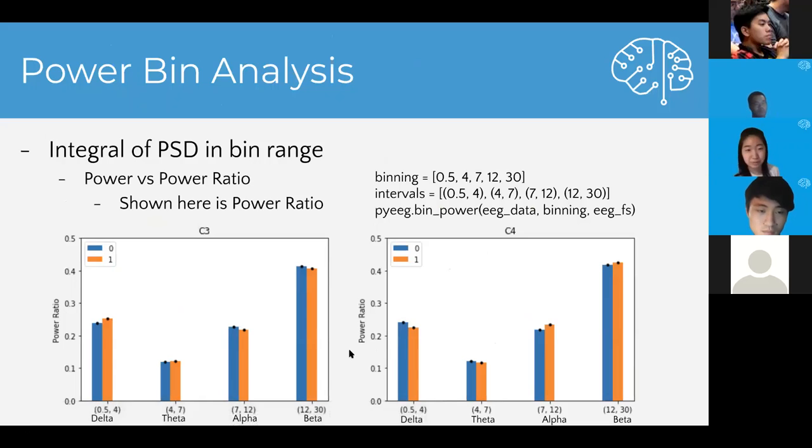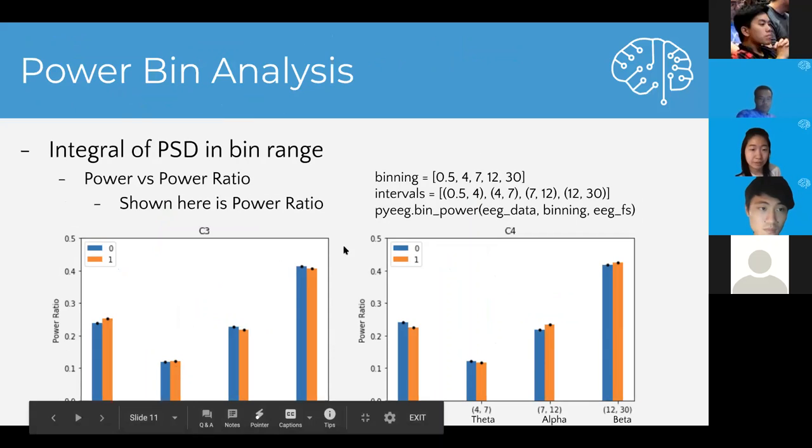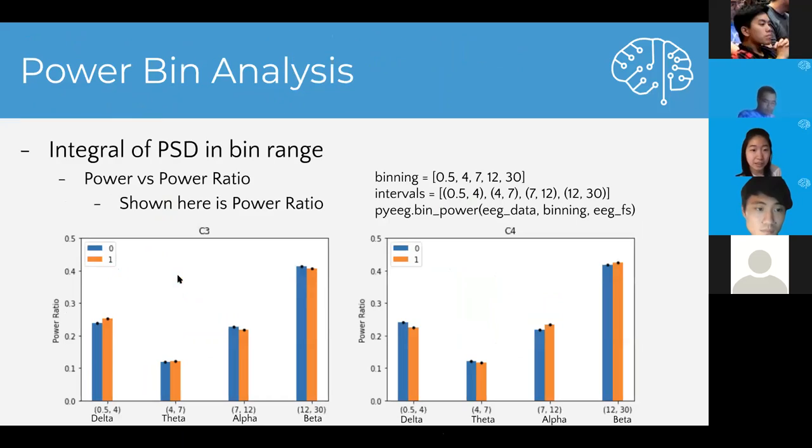Okay, so how do we quantify this? How do we make sure that the data that we have to represent this kind of information is helpful for our modeling? One way to do this is with power bins. You can think of it as the integral of the PSD over a bin range. In the past, we saw that this is the alpha range here, from 8 to 12 hertz. If we were to take the integral of this PSD in this range, we get a sum of all of these values basically, and we can then get a single value for that information.